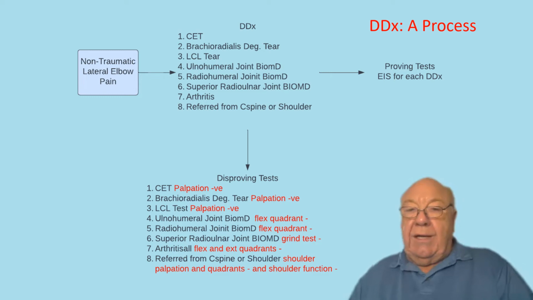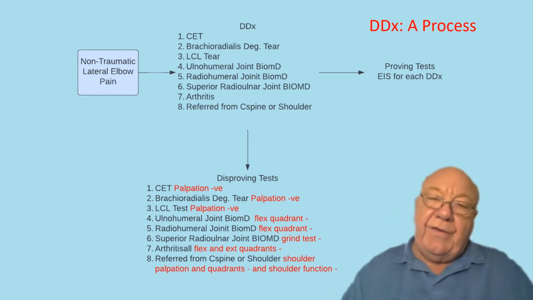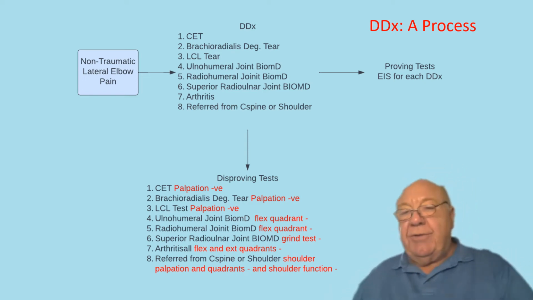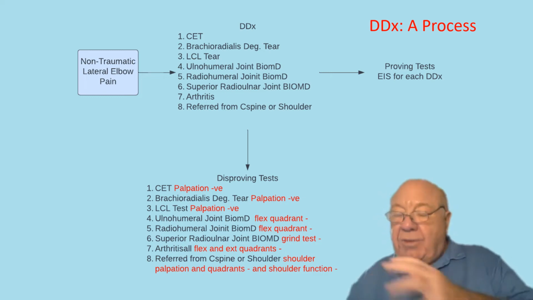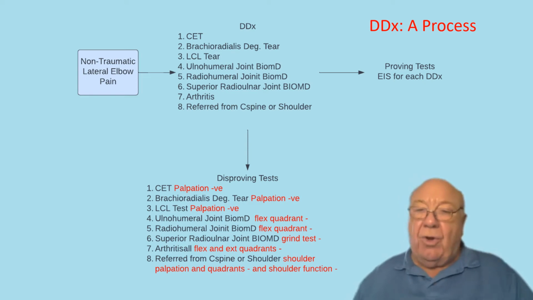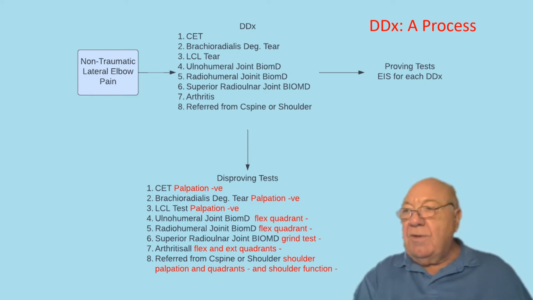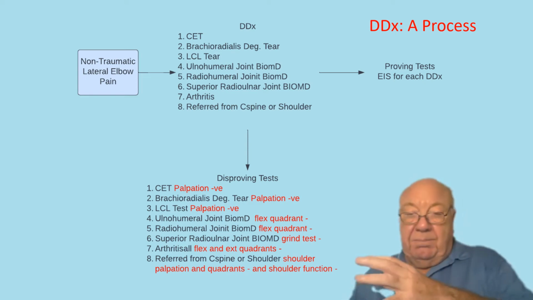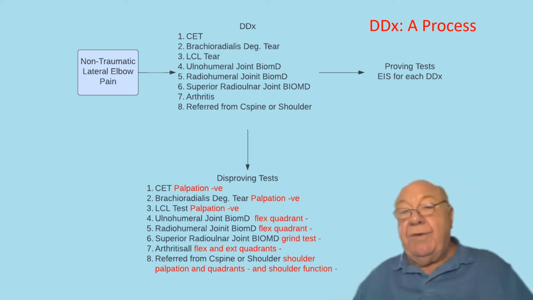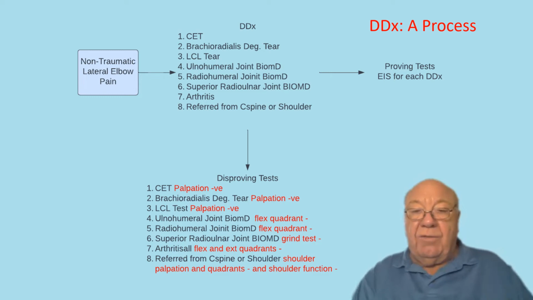So differential diagnosis as a process to make a diagnosis isn't too terrible. The only thing that is difficult though is disproving the absence of a condition. And some of these tests, for example, the quadrant test, if they're positive, you can't say there is not a tendinosis there, because there may be a joint problem and a tendinosis. So proving the absence of something is, as always, very difficult.